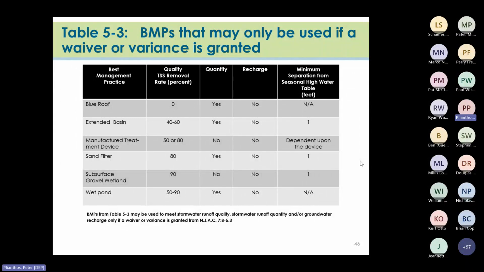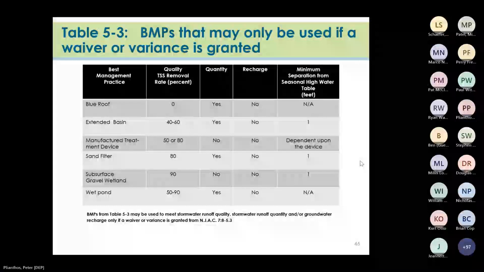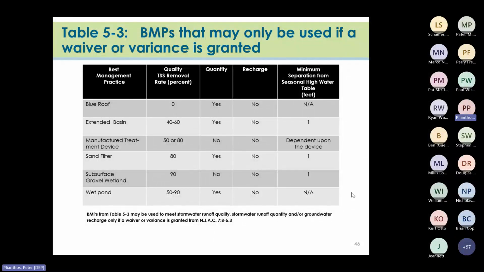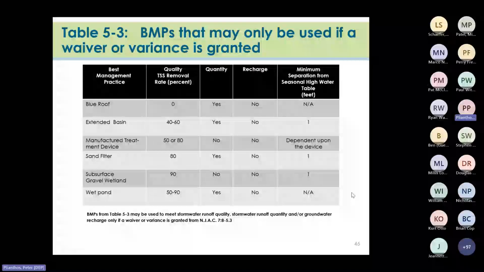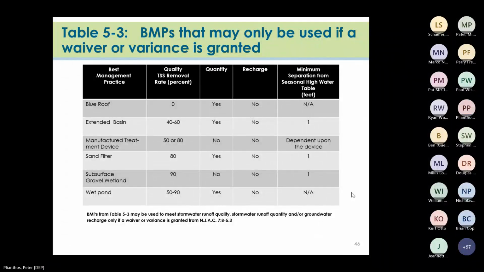As for some of the BMPs noted on this table, blue roofs don't have a reuse component, and extended detention basins are typically large and also require additional treatment to meet water quality standards. The majority of manufactured treatment devices, or MTDs, currently do not have a soil or vegetative component, so they fall into this table. And then subsurface gravel wetlands and wet ponds not designed with beneficial reuse are listed on this table as well.